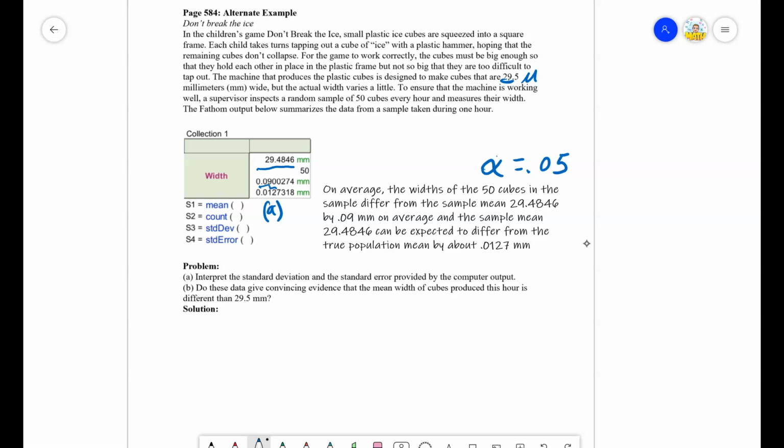Now, the standard error, right? Where does that come from? They took the 0.0900274 and they divided that by the square root of 50. Okay, that's where this 0.0127318 comes from. Now, that's just a computational interpretation.